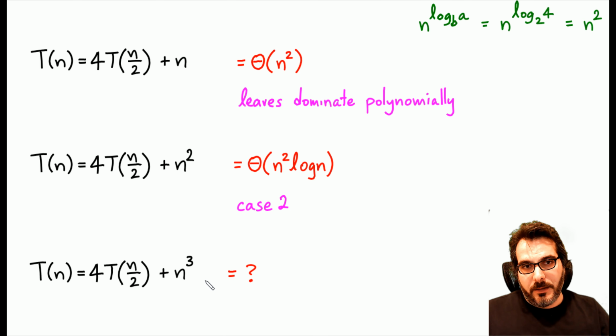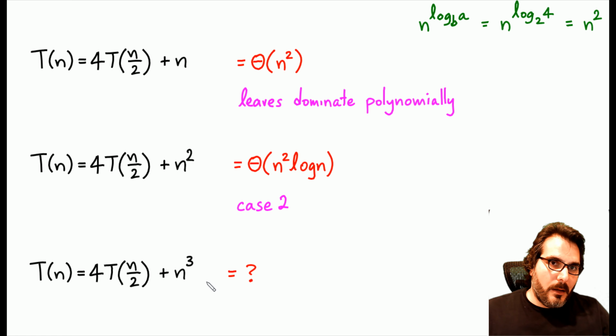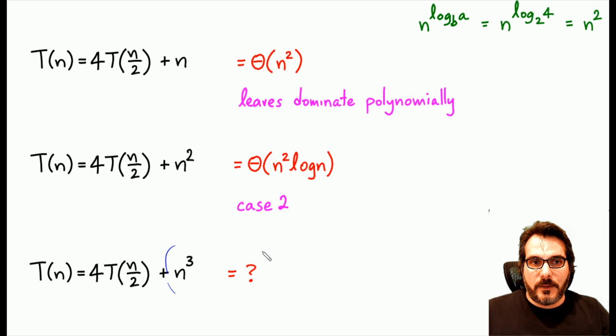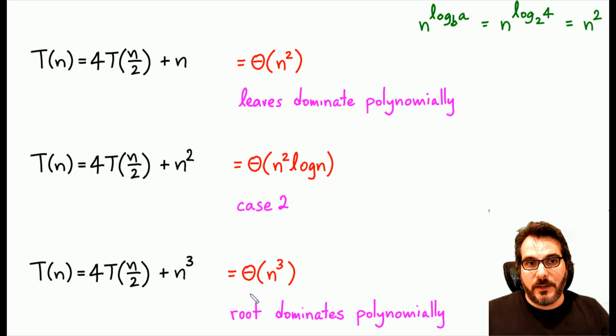For case 3, as an example, the root level is going to dominate. And if root level is going to dominate, it's basically going to be theta n cubed.